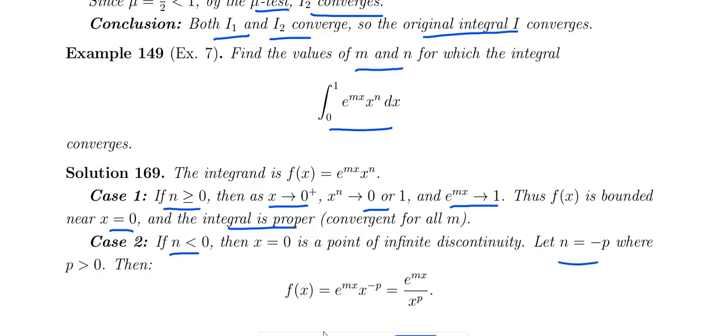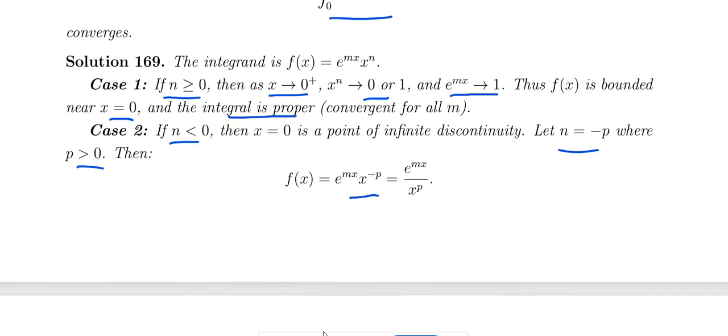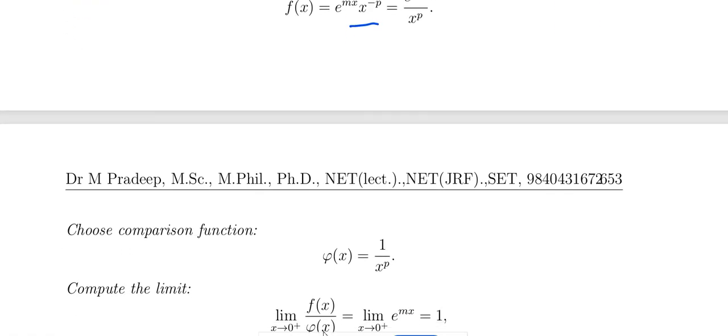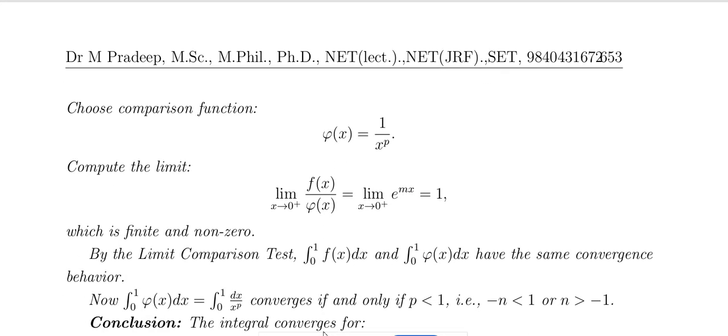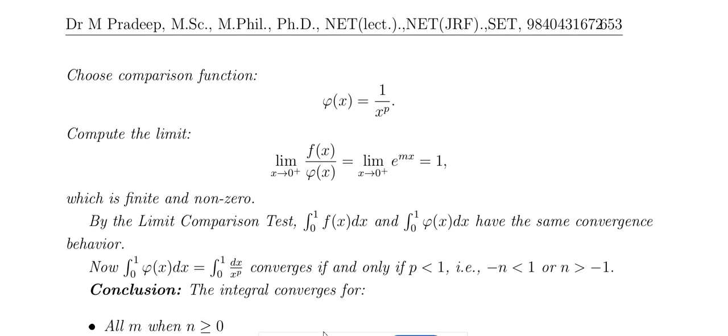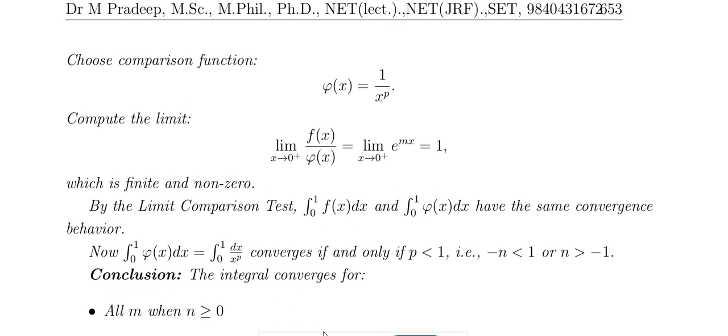So take n equal to minus p, that is p is greater than 0. So x power minus p is 1 by x power p. So it is easy to apply the comparison test with f of x. Therefore, if you find the limit, limit x tends to 0 plus of f of x by 1 will come.